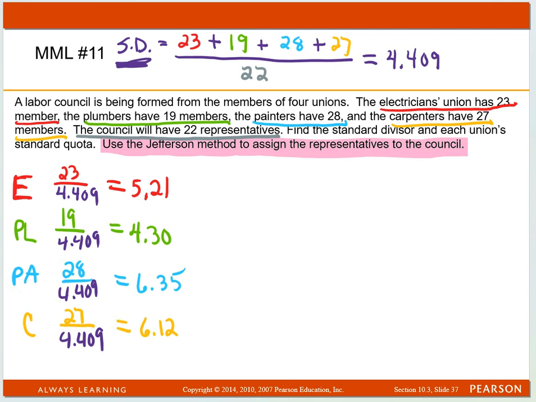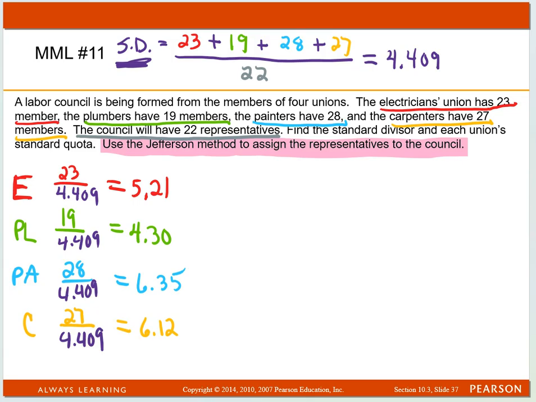I took the standard divisor out to 4.409. I don't know if I had to do that or not, but that's what I did. So anyway, I went over here and color coded everything. Electricians had 23, so divide that by 4.409, and I got 5.21, and I did all the others.